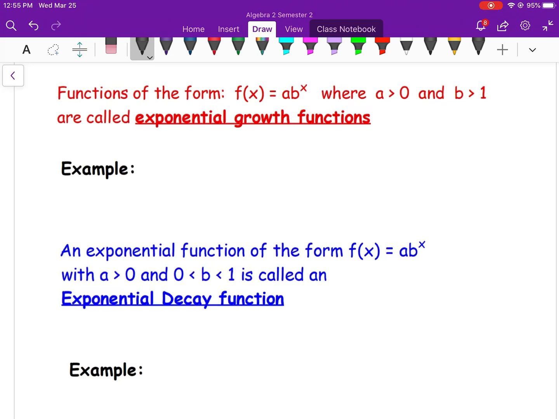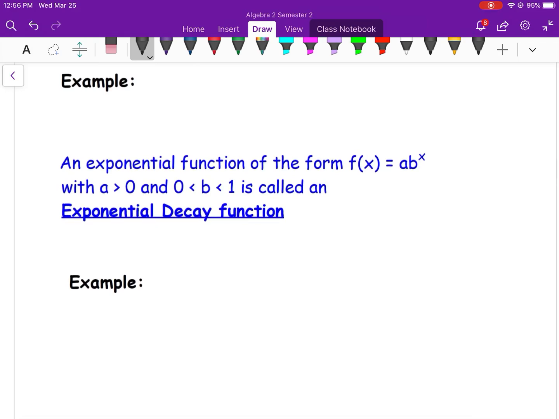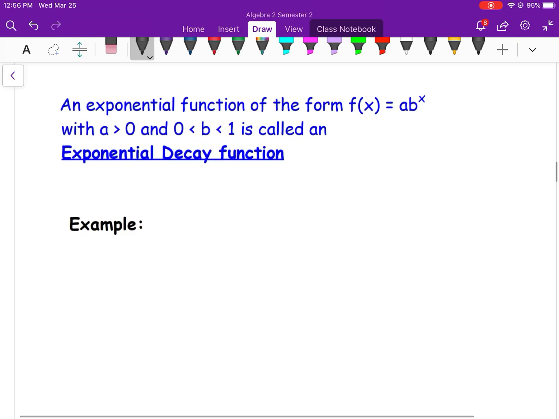Okay, so functions of the form f of x equals a b to the x, where a is greater than 0 and b is greater than 1. So in this biggest thing here, that base value, whatever we're taking to a power, the x power in this case, if that is greater than 1, that is going to be an exponential growth function. Now, if that base value is between 0 and 1, so like 0.5, 0.75, 1/2, 2/3, whatever, anything between 0 and 1, that is going to be an exponential decay function.